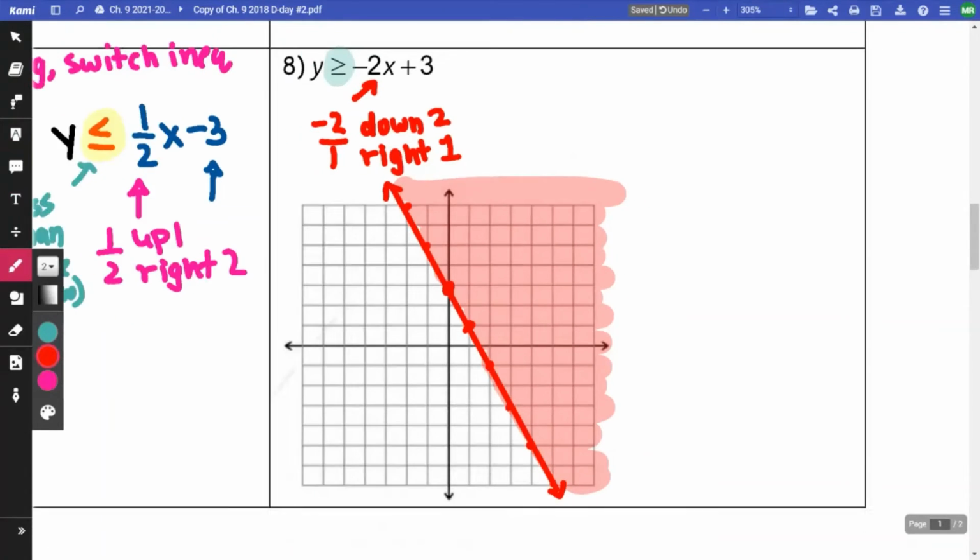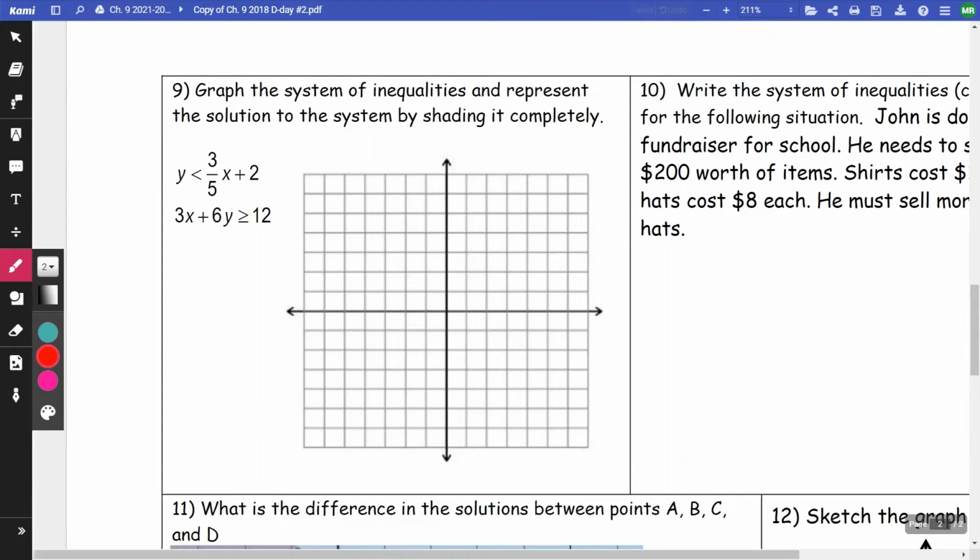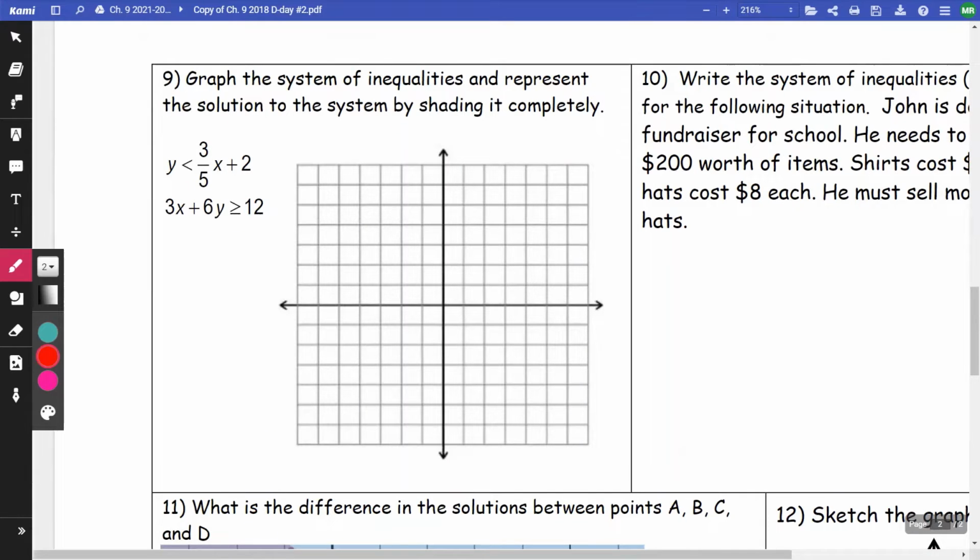On number 9, this is going to be a system, so I'm going to be graphing 2 inequalities. Let's say I do the first one in blue, and I do the second one in red. Okay, so if I'm doing the first one in blue, my y-intercept is going to be 2. My slope is 3/5, which means I'm going to go up 3, right 5. So I'm going to go up 1, 2, 3, right 1, 2, 3, 4, 5.